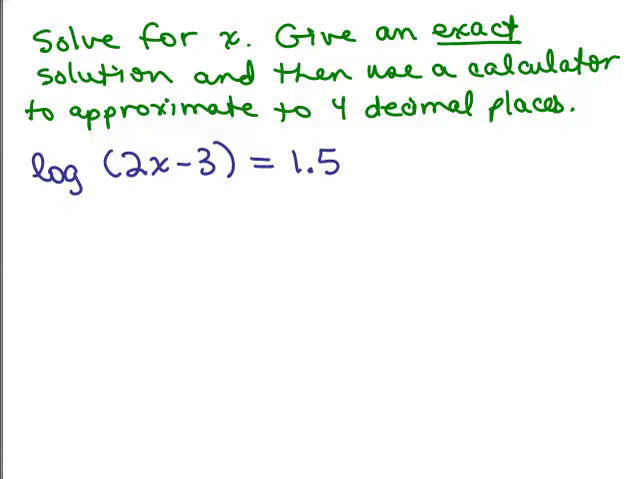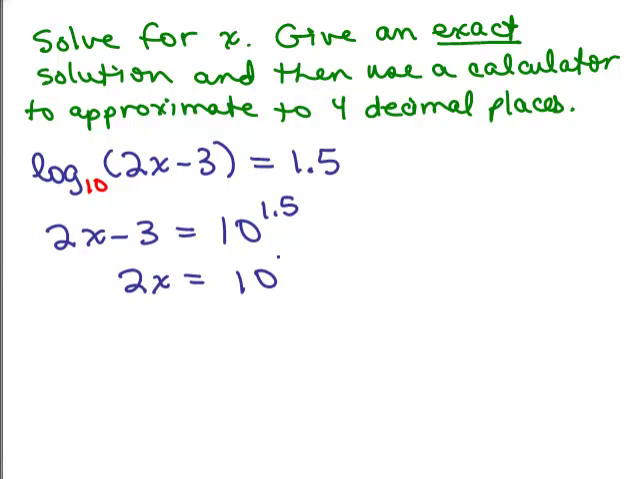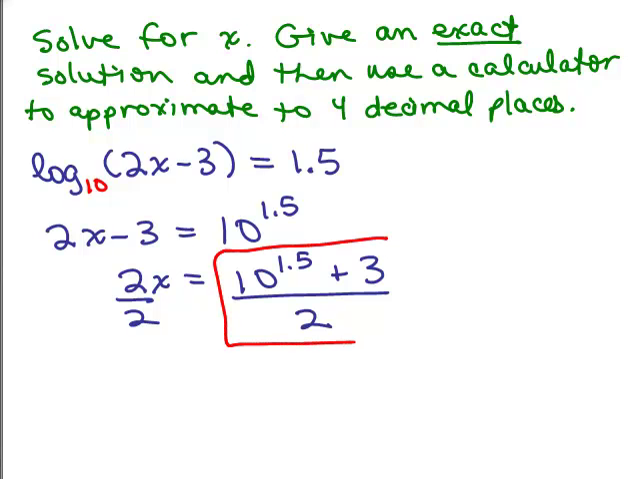All right, let's do one more. So we've got the log of 2x minus 3 equals 1.5. Remember, that means the base is 10. So we're going to put this in exponential form: 2x minus 3 equals 10 to the 1.5. Now we solve this like an equation. We'll have to add 3 to both sides. So we have 2x equals 10 to the 1.5 plus 3. By the way, you could put this on pause and finish it on your own first. And then we're going to divide by 2. And that's it. That is our exact answer.